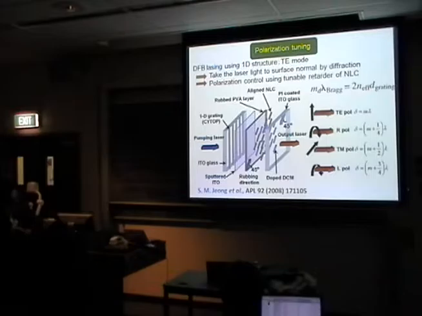Oh, okay. So I will just briefly tell you about polarization tuning. This is a different system. We do not use cholesteric liquid crystal. Instead, we use a one-dimensional grating made by polymer. In this case, the dye-doped nematic liquid crystal is located here. And by using the diffraction, the emission is directed to the normal direction.